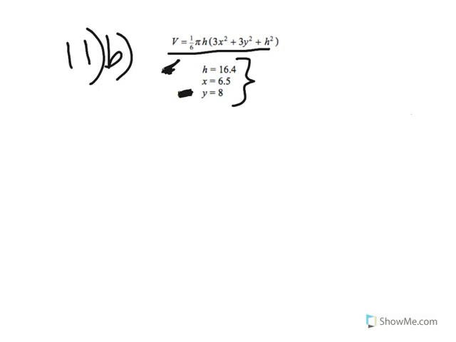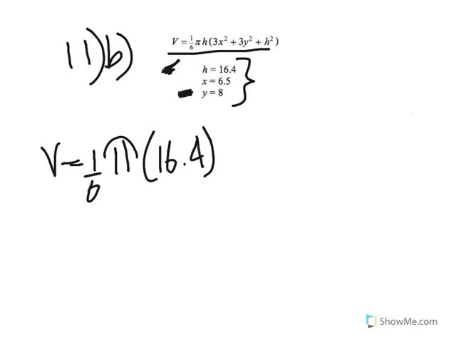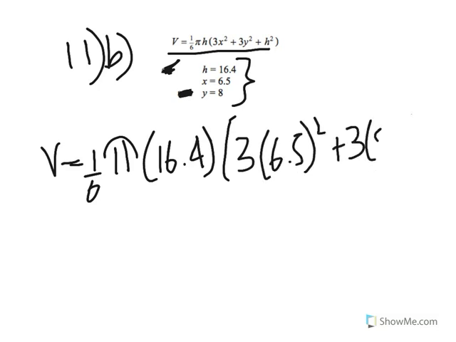So you're going to get v is equal to 1 over 6 times pi. You replace h with 16.4 times 16.4, and this is multiplied by 3 times 6.5 squared plus 3 times 8 squared plus h squared, which is 16.4. Oof, just made it squared. That's a squared if you don't know. Okay, so just put this on your calculator.